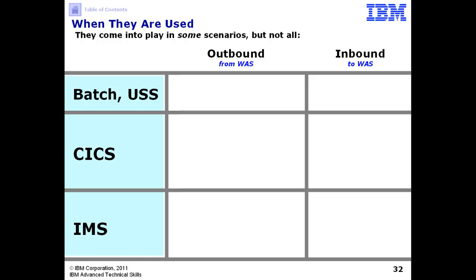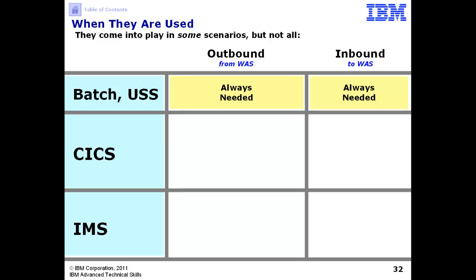As a brief reminder, the concept of inbound and outbound refers to which side initiates the conversation after registration is in place. It is viewed from the perspective of WebSphere Application Server. Outbound from WAS, inbound to WAS. When using batch or USS programs, calls outbound from WAS will require the use of the WOLA APIs in the external program in all cases. The same is true for batch or USS calls inbound to WAS.